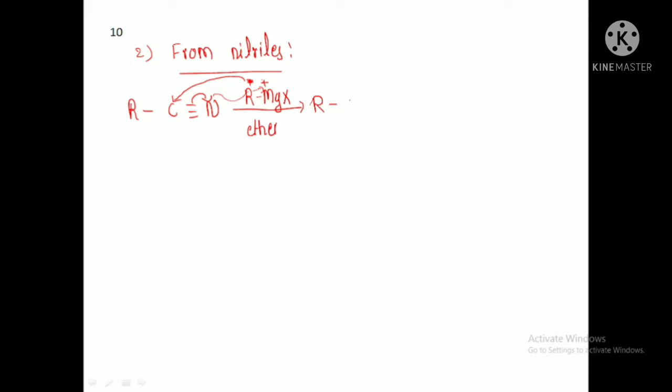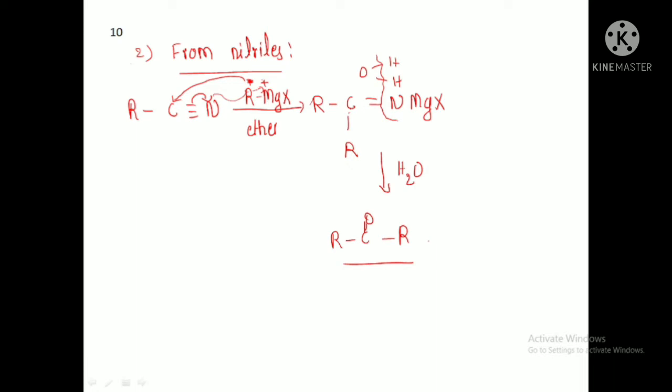So I will get R, C, double bond N, MgX, with R attached. This intermediate on hydrolysis, that means by treating it with H2O, will break like this. I will get RC=OR, that is ketone. This is another method of preparation of ketone. Okay, second method. And the next method is Friedel-Crafts acylation.